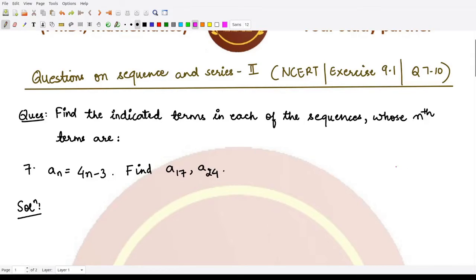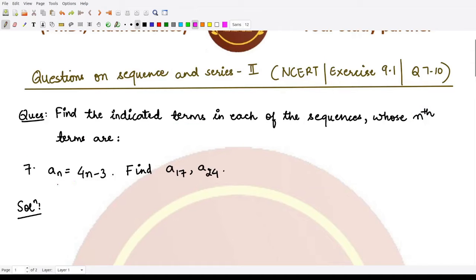In this video, we shall be solving questions based on sequence and series from the NCERT textbook exercise 9.1. We start with question 7 in this video. Here the question is, we need to find the indicated terms in each of the sequences given below, whose nth term is given to us, right? The general term, the nth term is given to us.